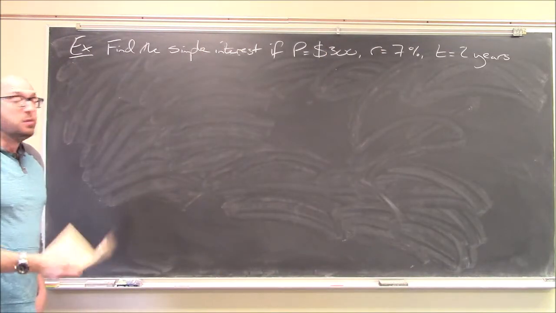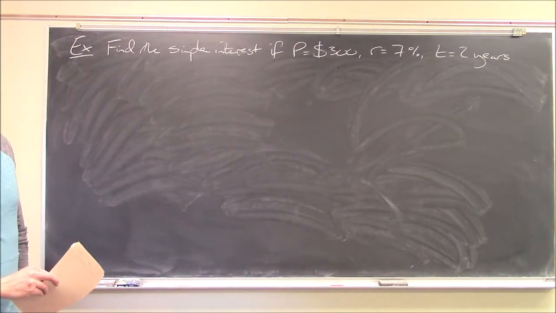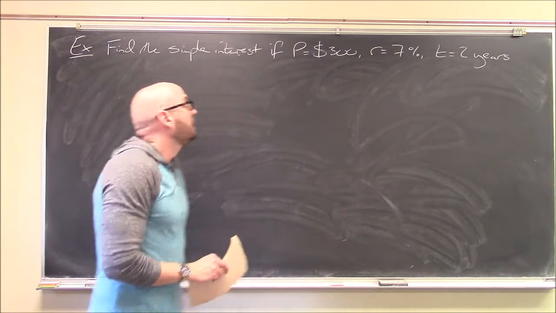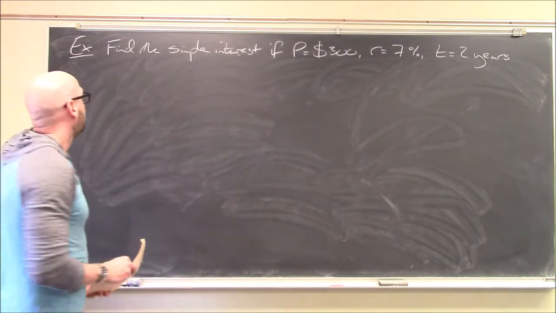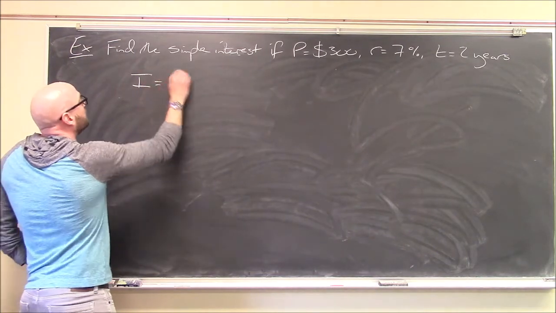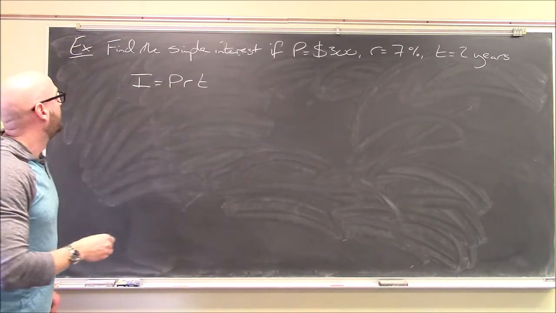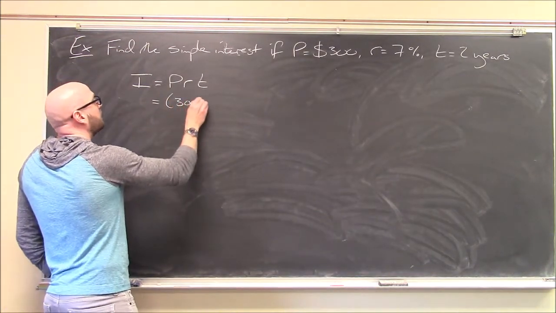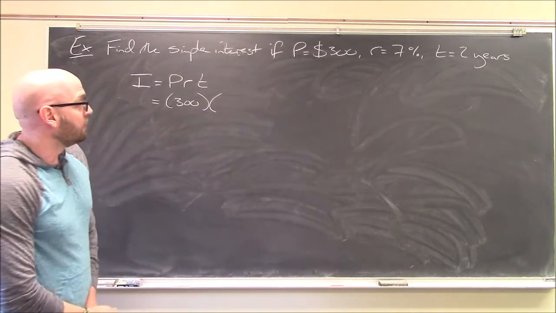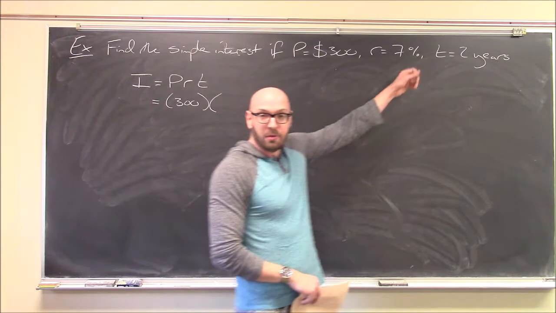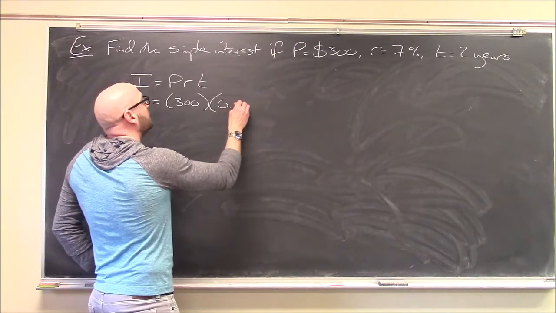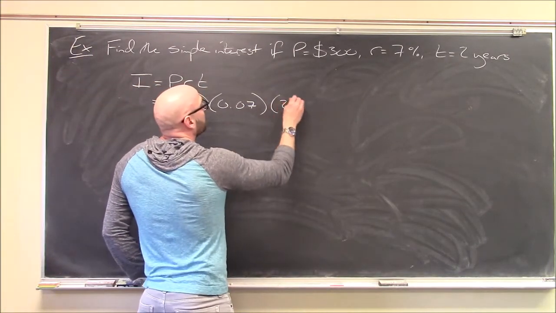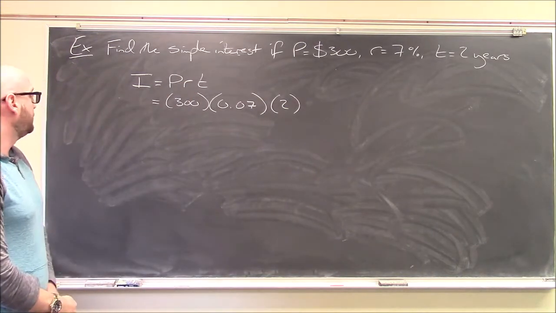So here's our first example, just using this formula right off the bat. Find the simple interest if P, our principal, is $300, our annual interest rate, R, is 7%, and the total time period is 2 years. Well, we just plug straight into our formula. I is equal to PRT. So our interest is going to be, P is 300, times R, the interest rate. Remember, I have to convert this to decimal. So 7%, just divide by 100, that's 0.07. And our time period, T, is 2 years.